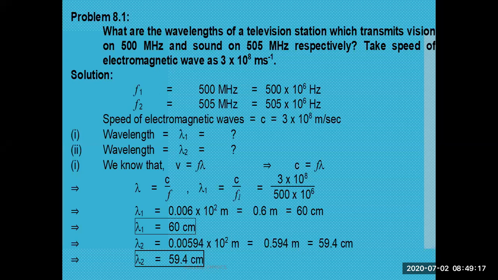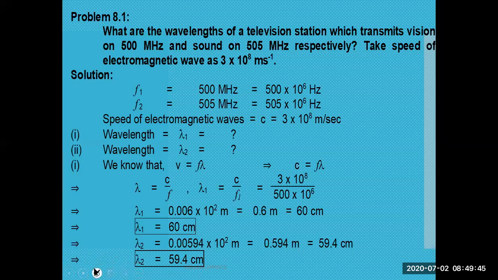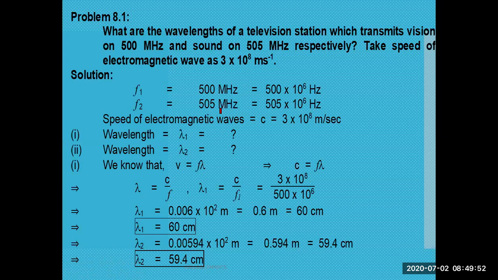The first problem is: what are the wavelengths of a television station which transmits VHF on 500 megahertz and sound on 505 megahertz respectively? Take the speed of electromagnetic waves as 3 multiplied by 10 raised to power 8 meter per second, as this is the common speed at all times for electromagnetic waves.